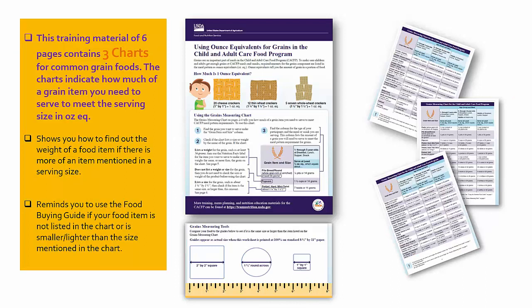This training material of 6 pages contains 3 charts for common grain foods. The chart indicates how much of a grain item you need to serve to meet the serving size in ounce equivalents. It also shows you how to find out the weight of an item if there is more than an item mentioned in a serving size. And lastly, it reminds you how to use the food buying guide if your food item is not listed in the chart or is smaller or lighter than the size mentioned in the chart, okay?